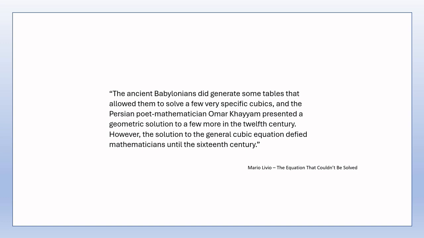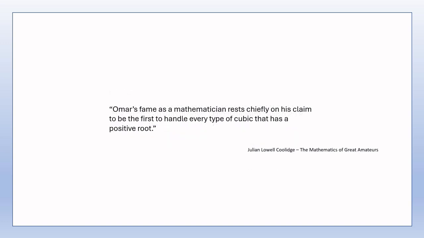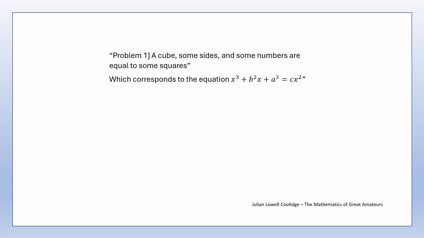Staying with Omar Khayyam, then in Julian Lowell Coolidge's book, The Mathematics of Great Amateurs, 2nd edition, we read, "Omar's fame as a mathematician rests chiefly on his claim to be the first to handle every type of cubic that has a positive root." Coolidge gives some examples of typical problems that Omar solved, such as problem 1. A cube, some sides and some numbers are equal to some squares, which corresponds to the equation x cubed plus b squared x plus a cubed equals cx squared.